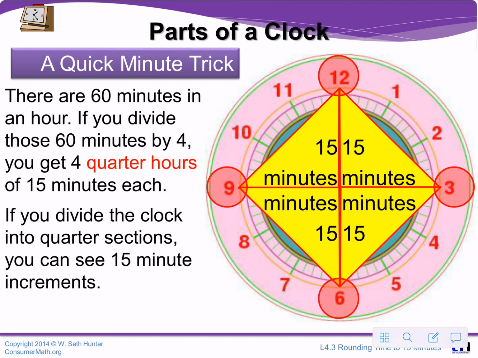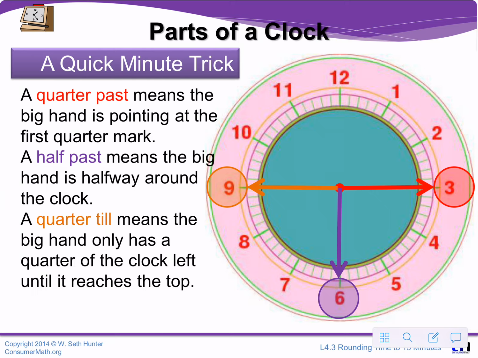A quick minute trick. There are 60 minutes in an hour. If you divide 60 minutes by 4, you get 4 quarter hours of 15 minutes each. If you divide the clock into quarter sections, you can see 15-minute increments. A quarter past means the big hand is pointing at the first quarter mark. A half past means the big hand is halfway around the clock. Quarter till means the big hand only has a quarter of the clock left until it reaches the top.